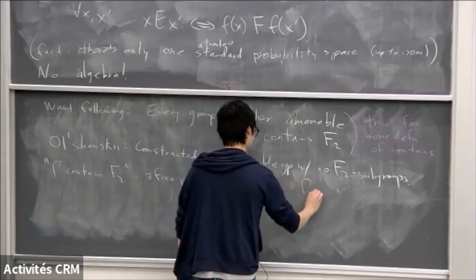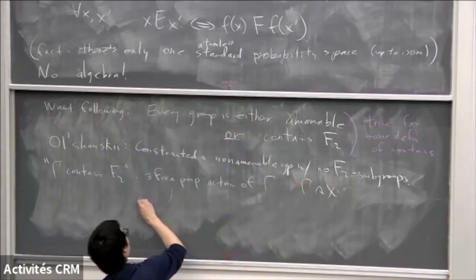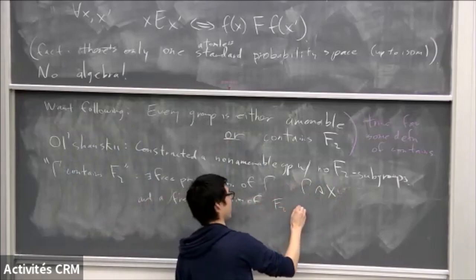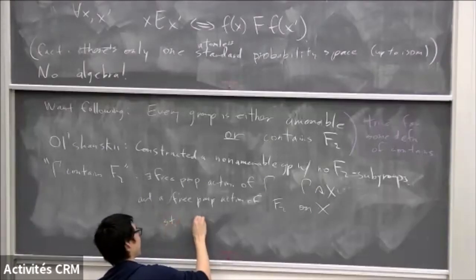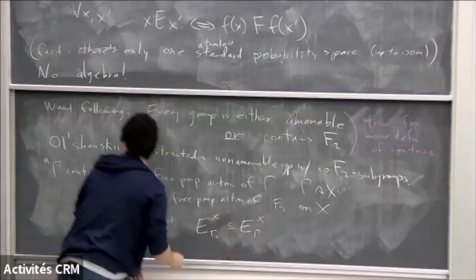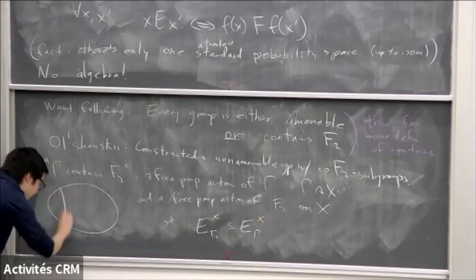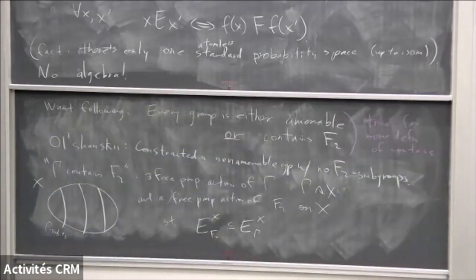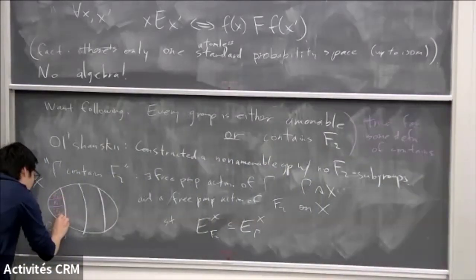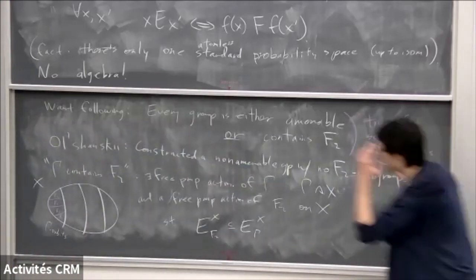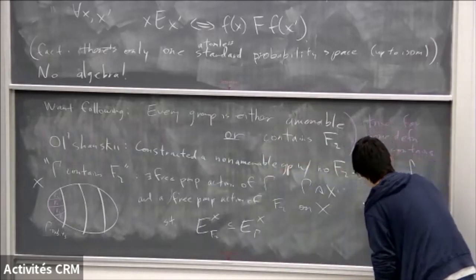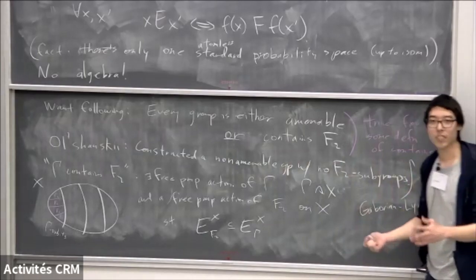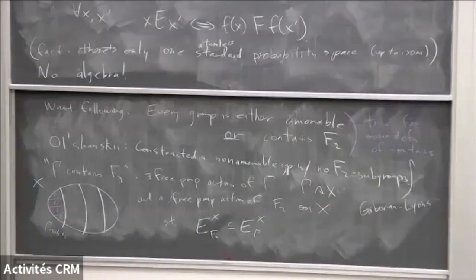Let's call it gamma acting on X, and a free PMP action of F2 also on X, so some space X, such that the equivalence relation here is contained inside. So there's a space X, there's some action of it by gamma. These are the gamma orbits. And there's also an action of F2 inside here. This is the F2 orbits. This is true, and it's a theorem of Gaboriau and Lyons. This is what's called the measurable solution to the von Neumann conjecture, the von Neumann problem. Apparently it's not due to either of them, but that's a separate thing.